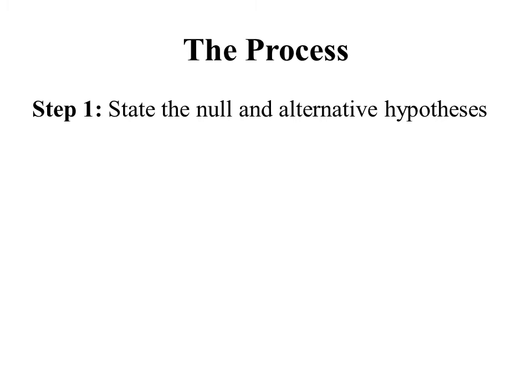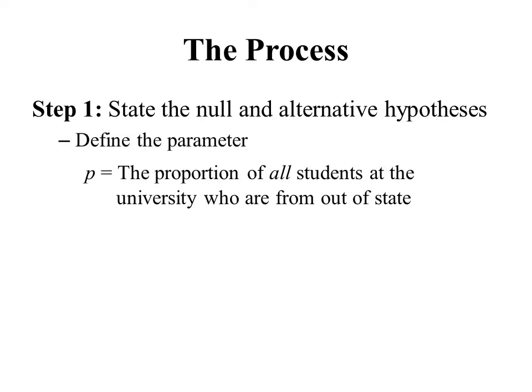Okay. So, step 1 in the process is to state the null and alternative hypotheses. Well, before we state these hypotheses, or before we even talk about what they mean, we first need to define the parameter. So when we define the parameter, we define what it is we're making a claim about. In this case, we're making a claim about a proportion, so our parameter is p. What is p? The proportion of all students at this university who are from out of state. And we stress the word all here because we're making a claim about all the students at this university, not just the 95 students in my sample.